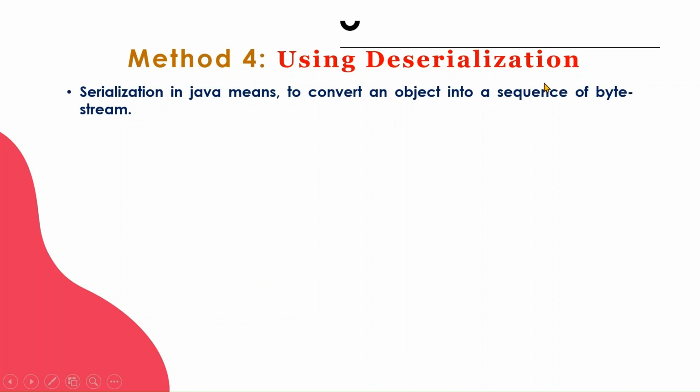Now coming to the fourth method, that is using deserialization. Now what does serialization in Java mean? You convert an object into a sequence of byte streams. Now a byte stream is nothing but zeros and ones flowing, called byte streams. So your actual object I'm trying to convert into a stream of bytes, and I'm going to store it into a file, or it could be a database, or it could be some storage.